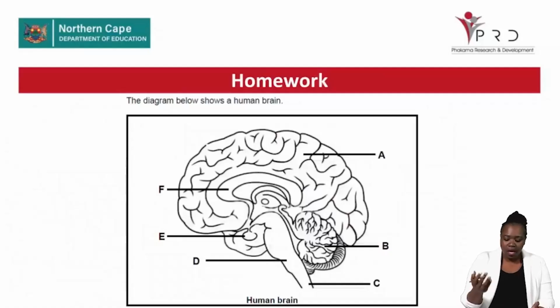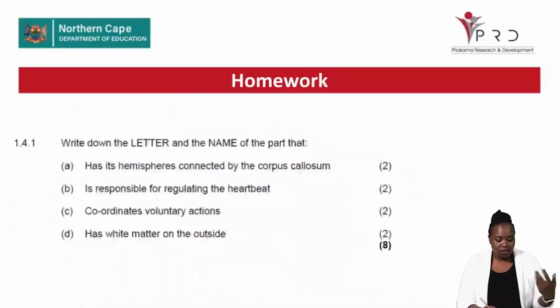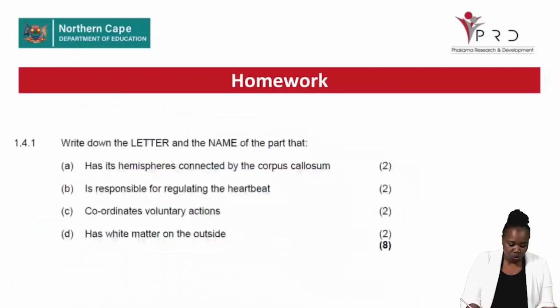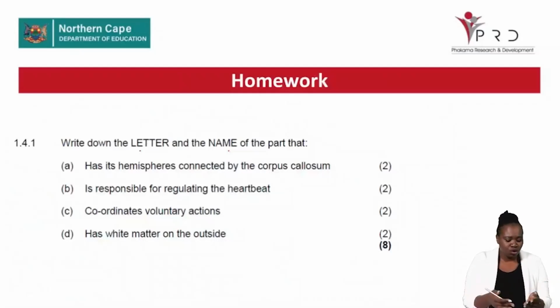If the question says give the name for part A, you already know what part A is. Or if it says give the name and letter of the part that is responsible for involuntary actions, you know that you're going to look at the medulla oblongata. You already know which part is the medulla oblongata. Then you give the name and you give that letter that represents it, which is what you will be doing here. You're just going to be giving the letter and the name of the different parts. So you have the part that has the hemispheres connected by the corpus callosum. Which part is divided into hemispheres, right? Then you know that it is part A, for example, or part B. Then you will give that.